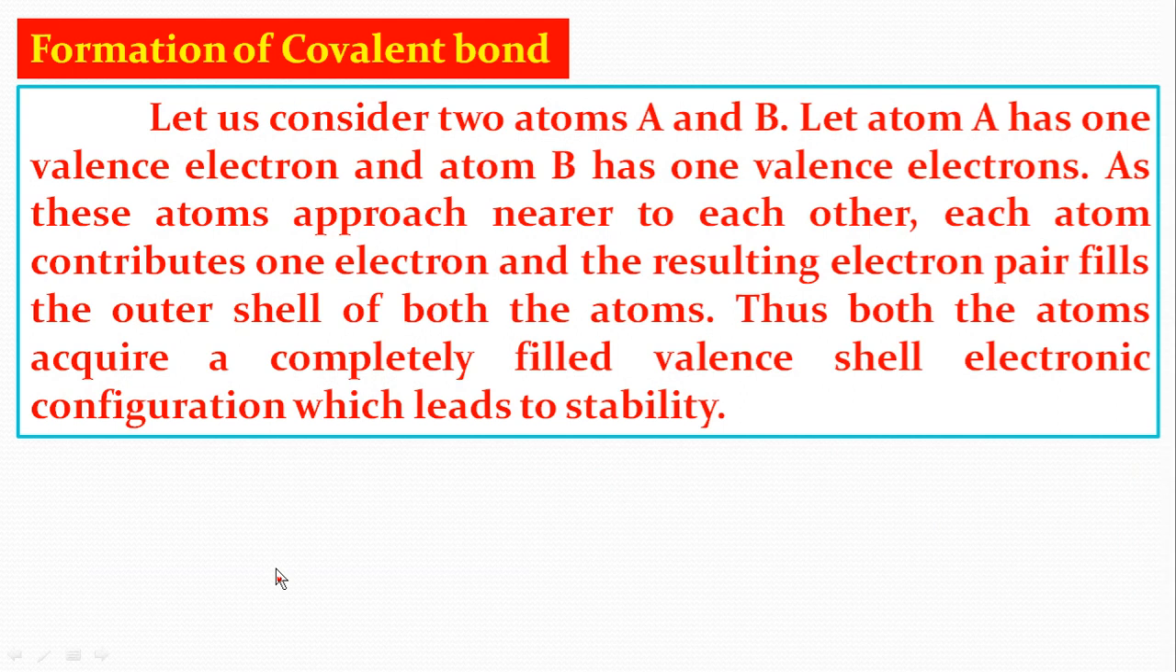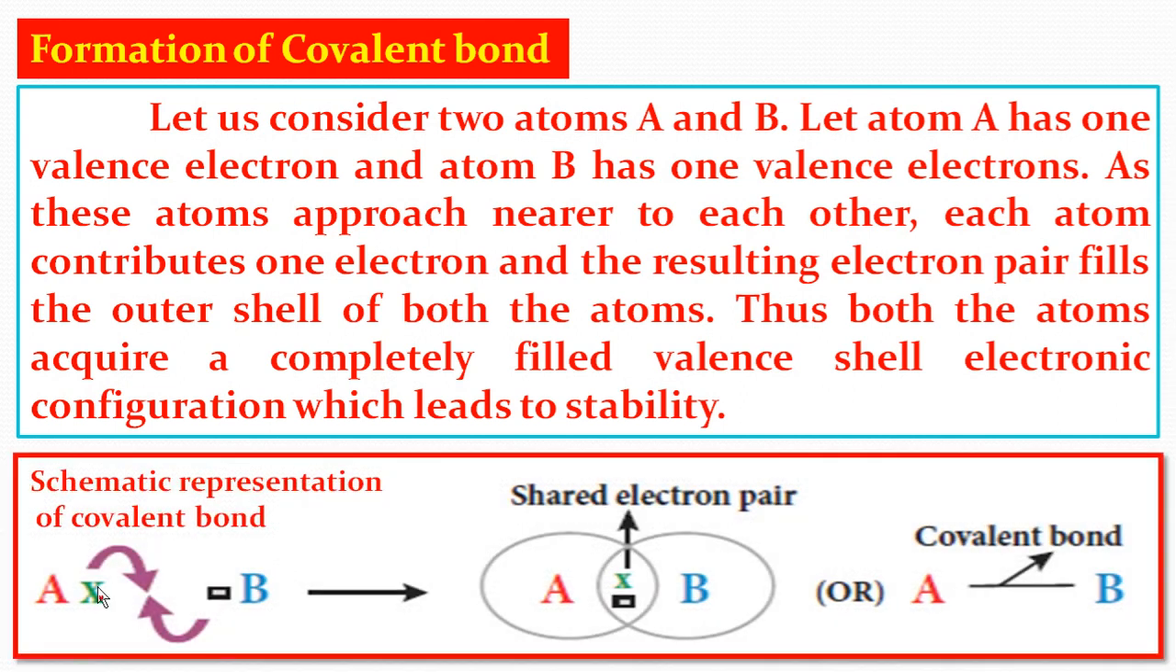Formation of covalent bond. Now come to the picture. Let us consider the two atoms A and B. Atom A has one valence electron and atom B has one valence electron. So, they need one more electron to complete the stable electronic configuration. So, both the atoms approach each other, and each atom contributes one electron, resulting in the shared electron pair.